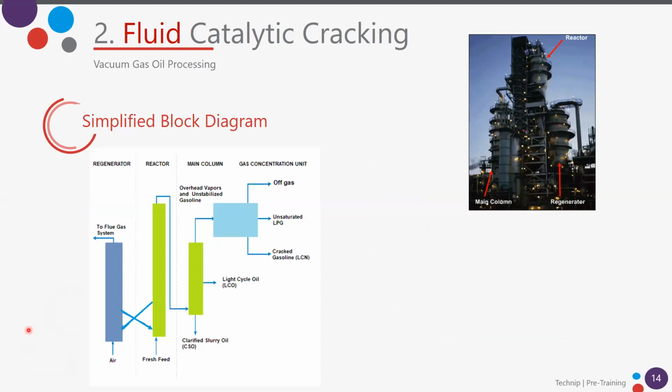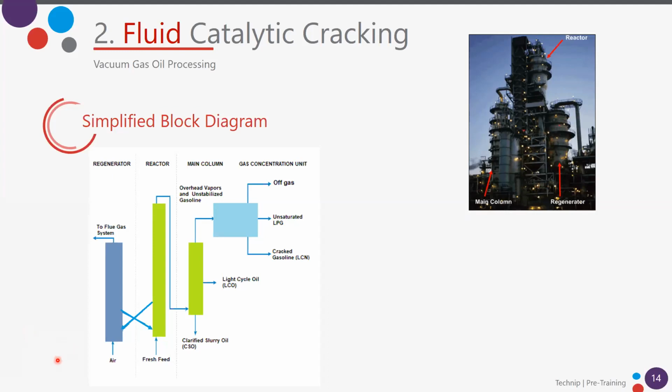So if you have some questions, or otherwise we will begin with the simplified block diagram description. Any questions so far? I don't see any hand raised or question in the chat. I think we can just proceed.